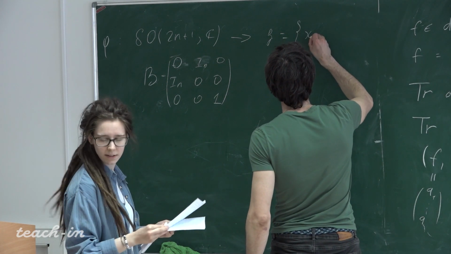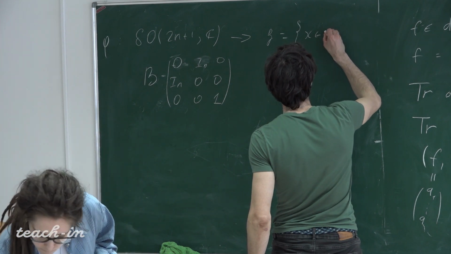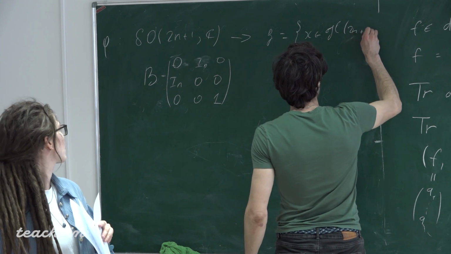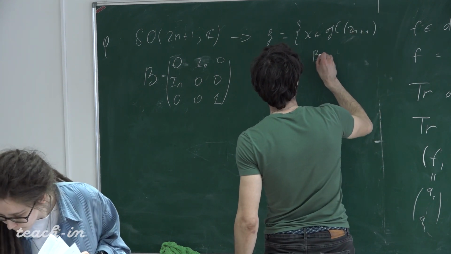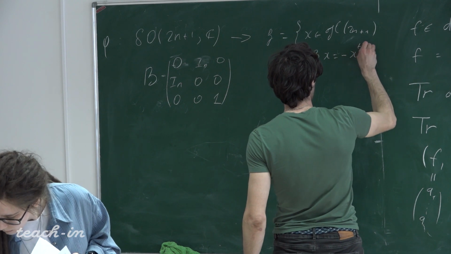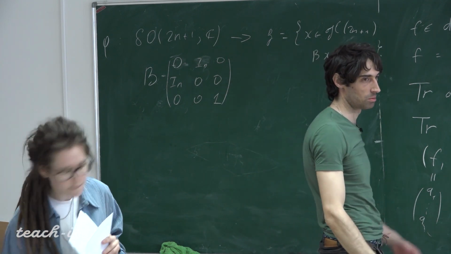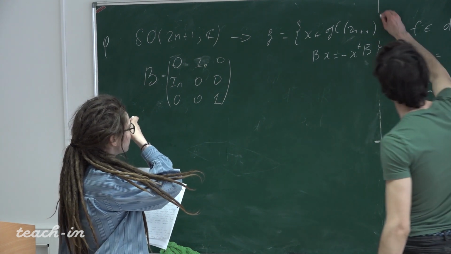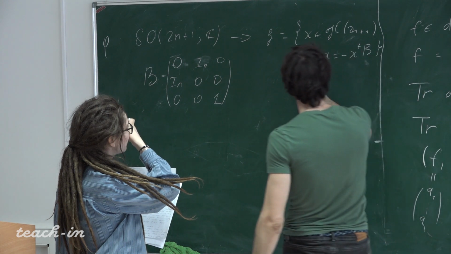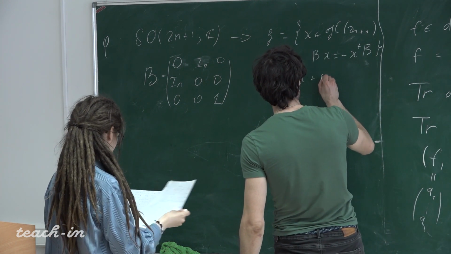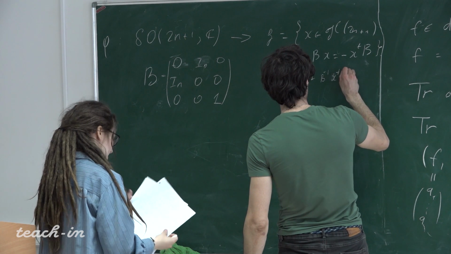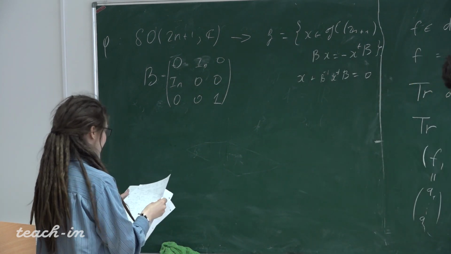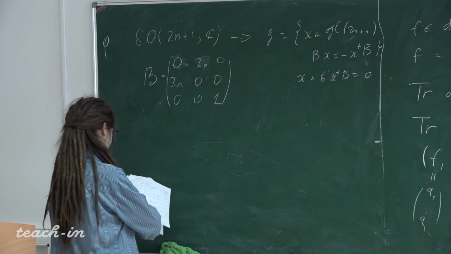So it was x in GL(2n plus 1) such that bx is negative x transpose b. Or maybe some other form. This is what's going on. I think what's written there is x plus b inverse x transpose b is 0. It's the same as this. Okay.